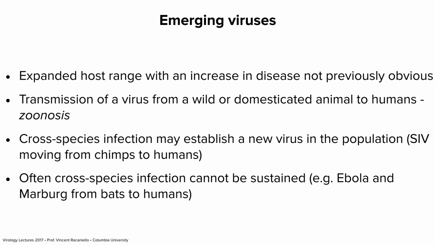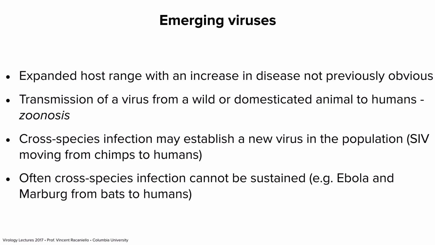It can also be transmission of a virus from a wild or domesticated animal to humans. This is what we call a zoonosis or a zoonotic infection, a virus coming from a non-human animal into a human. And so that can be a brand new virus that we've never seen before, like Ebolavirus or HIV. And again, these viruses have been around way longer than we've been detecting them.